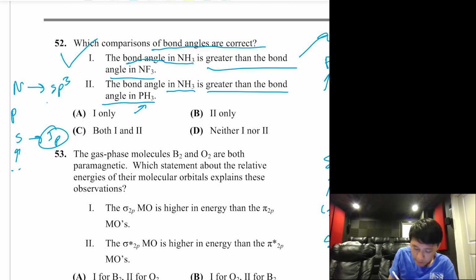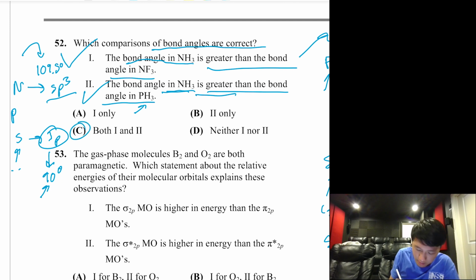Now, if we're comparing the bond angles of sp3, that's going to be 109.5 degrees. And the p orbitals, which are all orthogonal to each other, those are going to have 90-degree angles to each other. So the PH3 bond angle is going to be much closer to something like 90 degrees, while NH3 is going to have bond angles closer to 109.5 degrees. Therefore, we can say that the bond angle in NH3 is in fact greater than the bond angle in PH3. So statement 2 is also correct, and C is our correct answer.